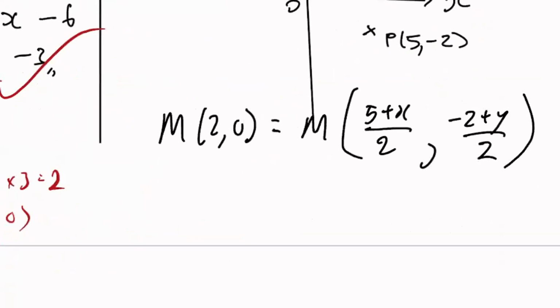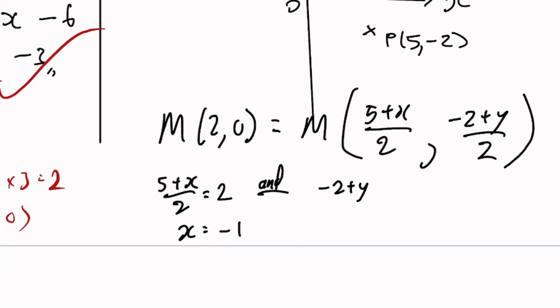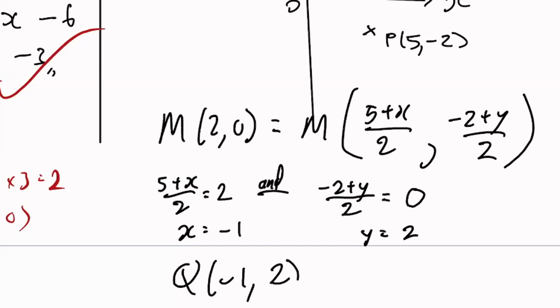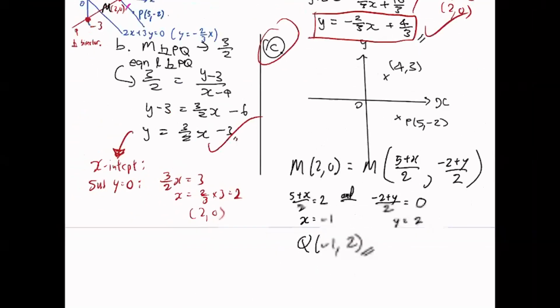Exactly. So you can form two equations. (5 plus x) over 2 is equal to 2. Solving, times 2, you get 4. Minus 5, you get negative 1. Then here, (minus 2 plus y) over 2 is equal to 0. Times 2, you get 0. Bring the minus 2 over to become plus 2. Therefore, you get the coordinates of Q to be (negative 1, 2). That's the coordinates of Q.